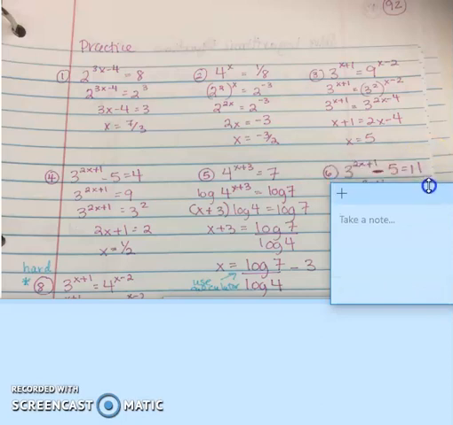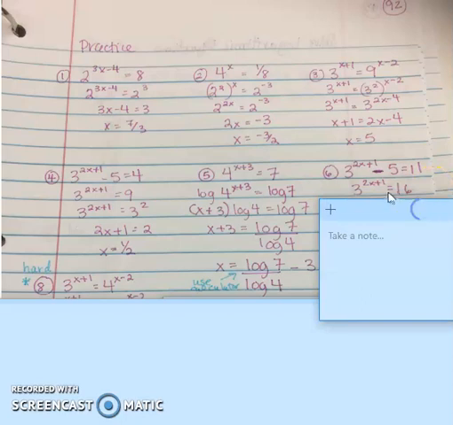Now for example 6, we have 3 to the 2x plus 1 minus 5 equals 11. I would suggest that you pause the video at this point and try it on your own, because you can definitely do this example without me. To begin, we'll add 5 to both sides. We get 3 to the 2x plus 1 equals 16.